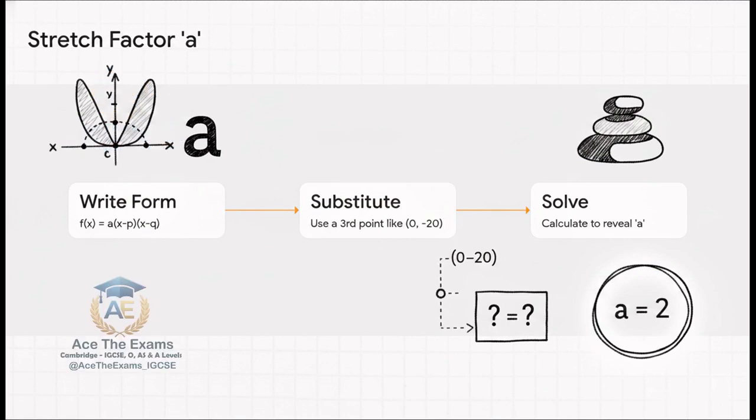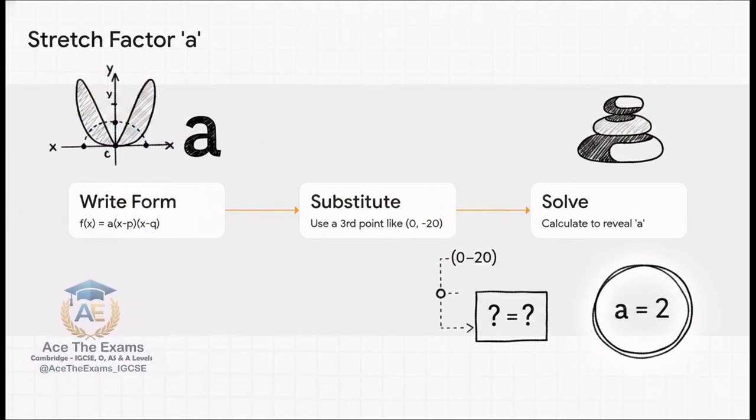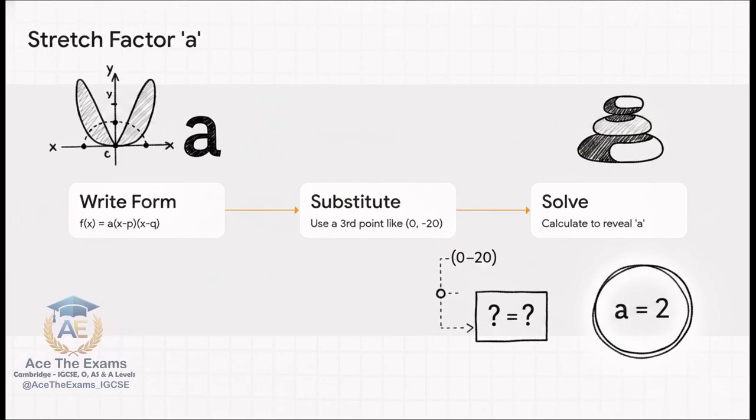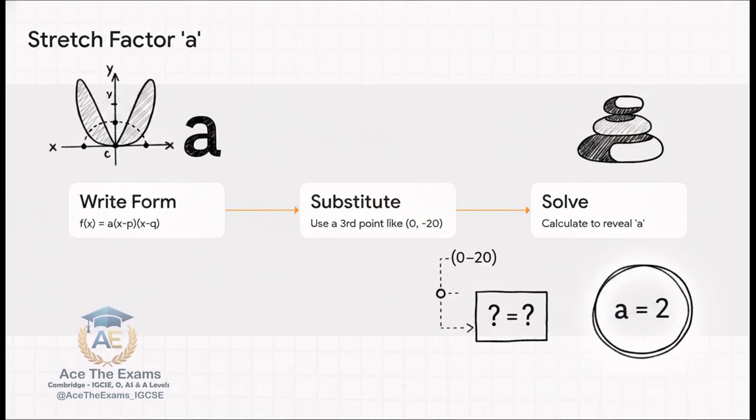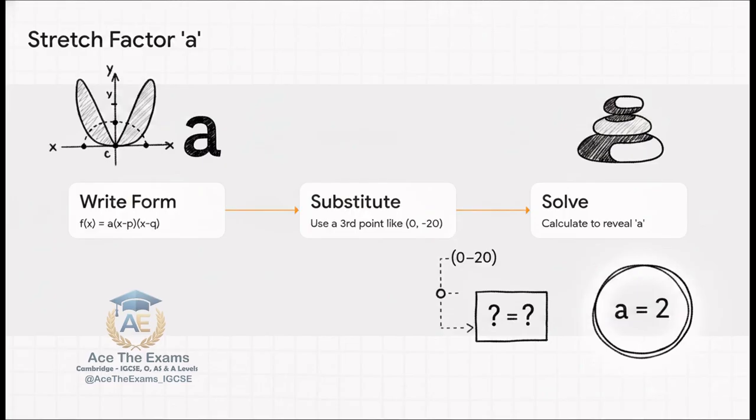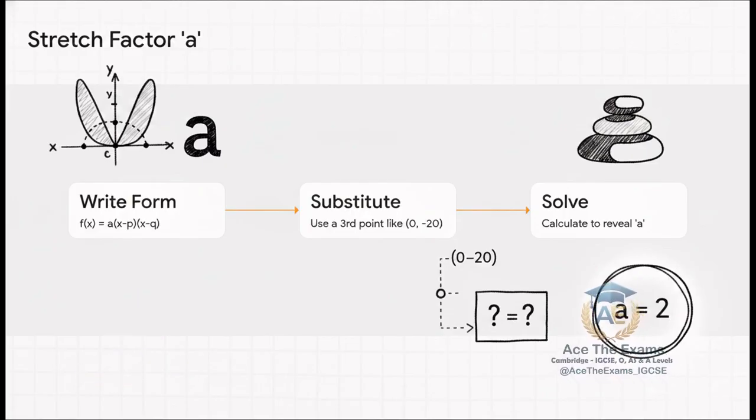Step 1, your point. Always write the general form f(x) equals a times (x - p) times (x - q). Never ever forget the a. Step 2, your evidence and explanation. Look back at the graph and find a third, totally distinct coordinate. For example, say the graph crosses the x-axis at -2 and 5, but it also passes through the y-intercept at (0, -20). You just substitute 0 for x and -20 for y.